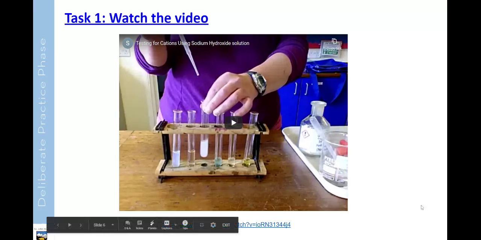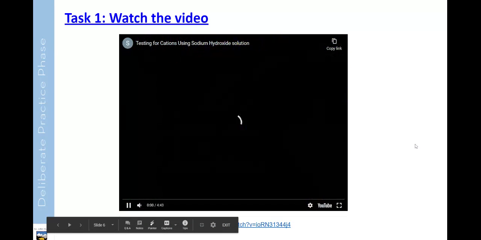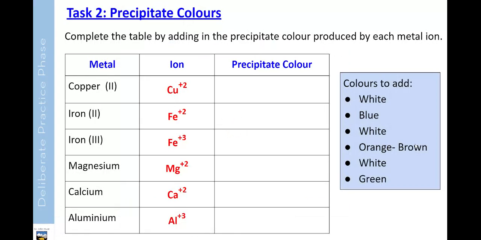Okay, so you've watched the video, and that leads us on to task 2, which is to remember the precipitate colours. So complete the table by adding in the precipitate colour produced by each metal ion. Now if you're unsure, the colours are in this box to help you. Pause the lesson video, go and complete this on your worksheet, come back for the answers.